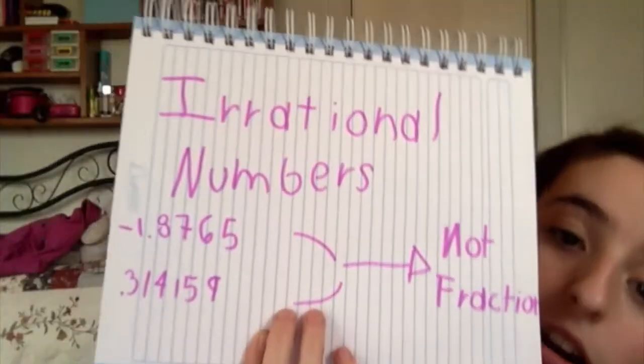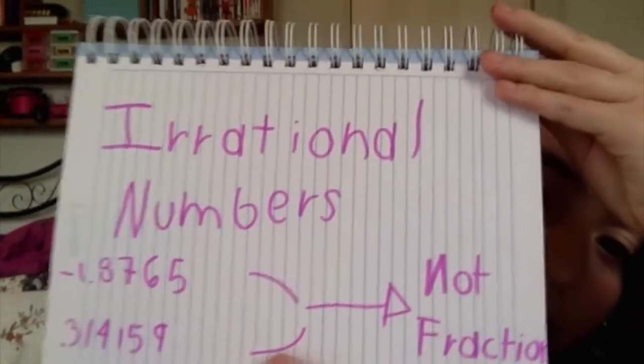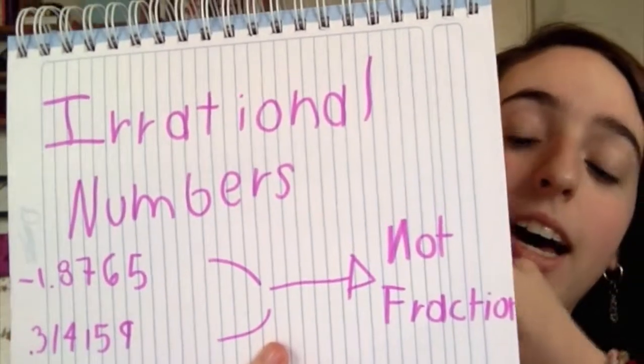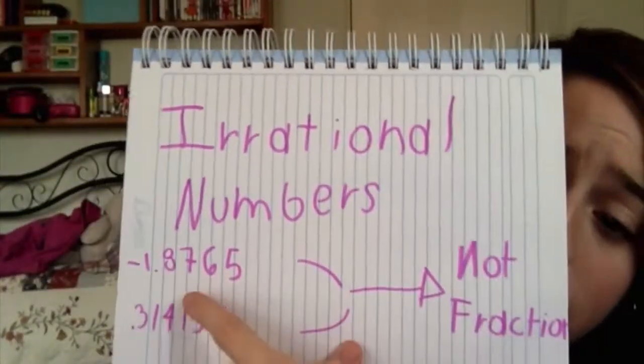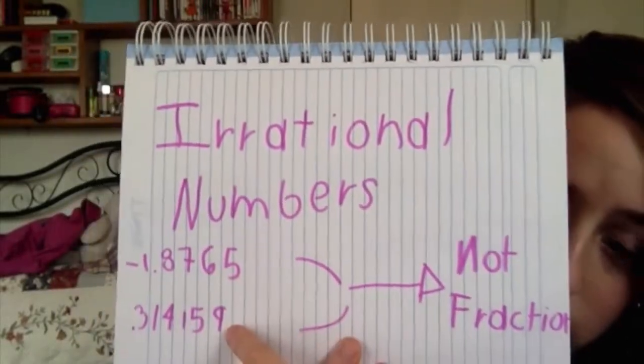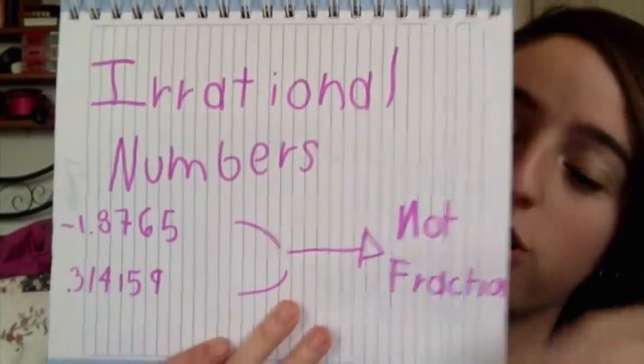Irrational numbers are decimal numbers or numbers with decimals that do not have a pattern and can't be turned into fractions. If you type this in the calculator, you will not get a fraction.